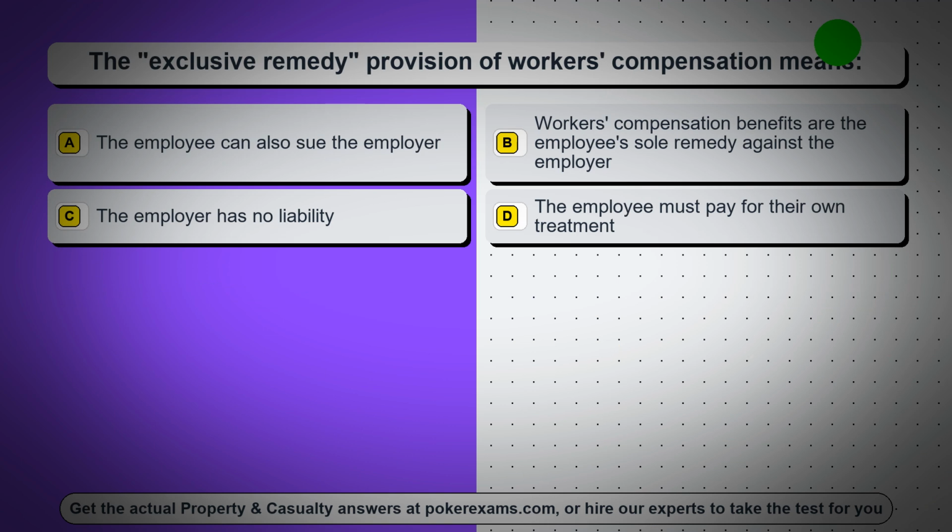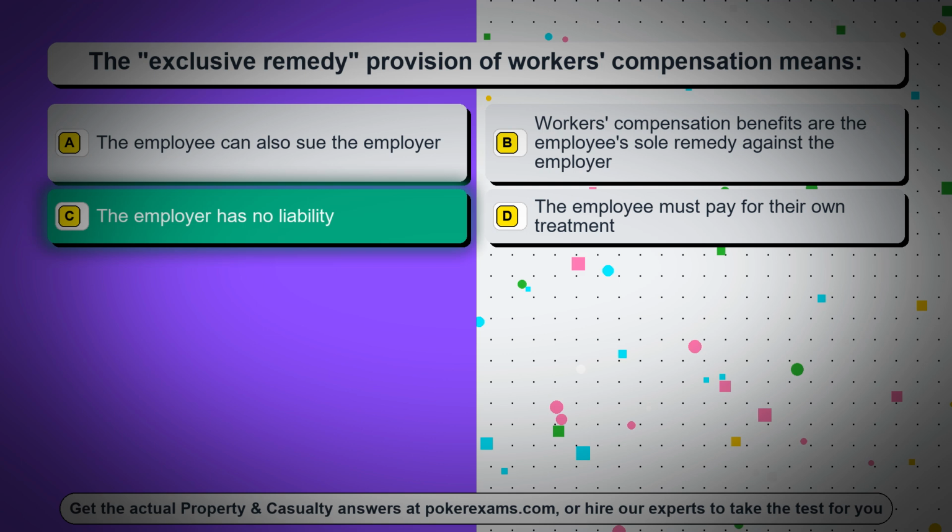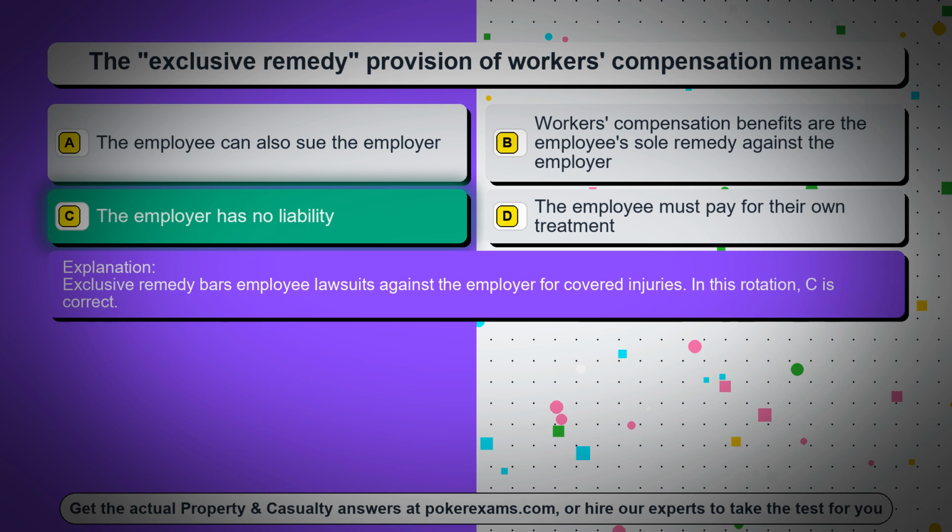Question 50. The exclusive remedy provision of workers' compensation means. Option A, the employee can also sue the employer. Option B, workers' compensation benefits are the employee's sole remedy against the employer. Option C, the employer has no liability. Option D, the employee must pay for their own treatment. The correct answer is option C, the employer has no liability. Exclusive remedy bars employee lawsuits against the employer for covered injuries. In this rotation, C is correct.